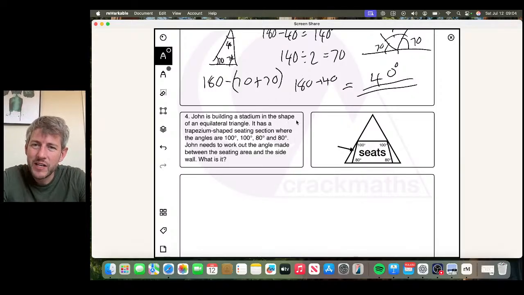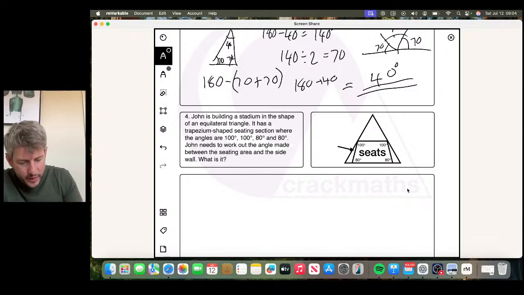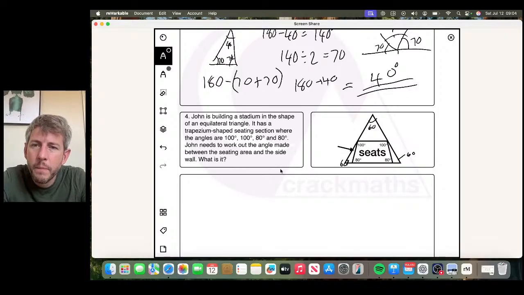John is building a stadium in the shape of an equilateral triangle. Equilateral triangle means that all the corners are 60. That's 60. This is 60. It has a trapezium-shaped seating section where the angles are 100 degrees and 80 degrees. So the top two are 100 degrees, the bottom two are 80 degrees. John needs to work out the angle made between the seating area and the side wall. So this angle here.